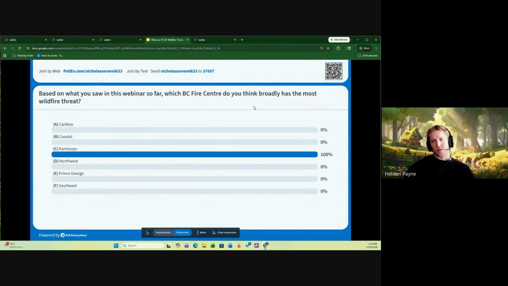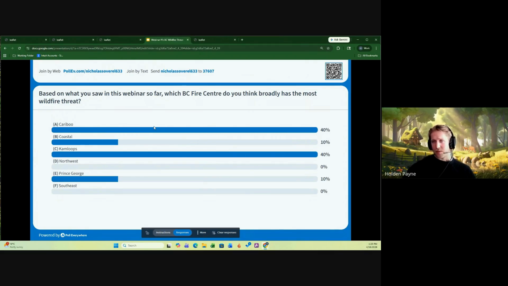Before we show you results, let's do a quick Poll Everywhere. Based on what you saw in the webinar thus far, and also your understanding of fire behavior, if there are some people working in fire management or wildfire service, where do you think fire threat is worse at the moment in BC? Where do you think we expect big fires? Certainly this year and last year, where do we think areas are going to burn hot?